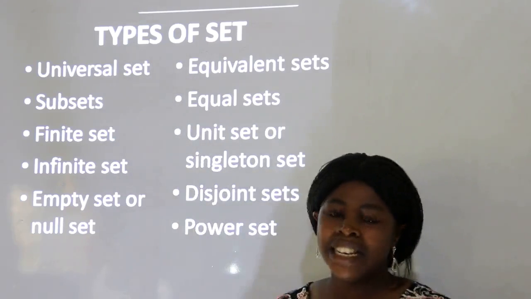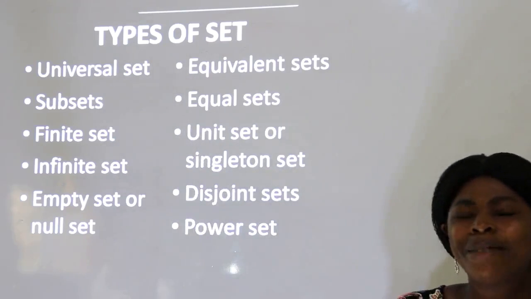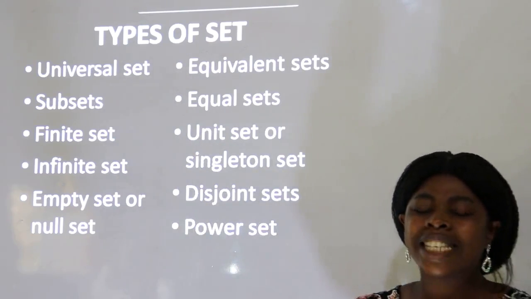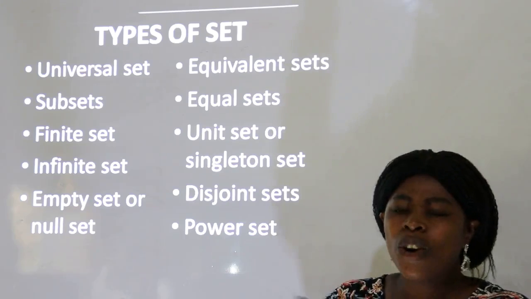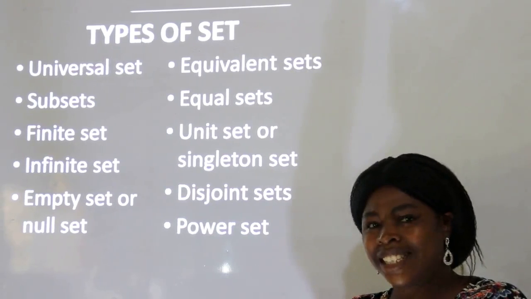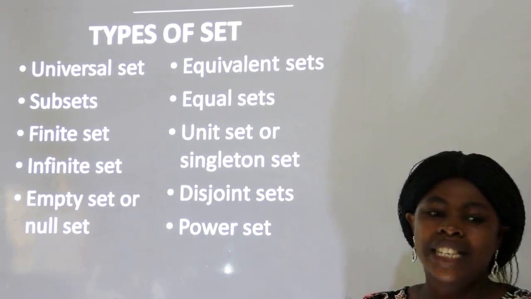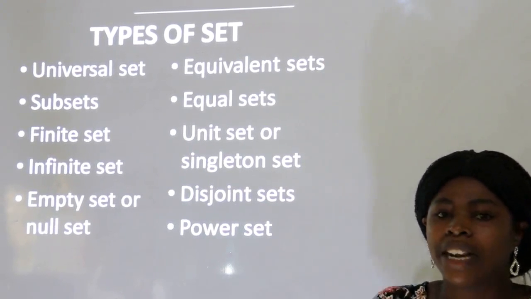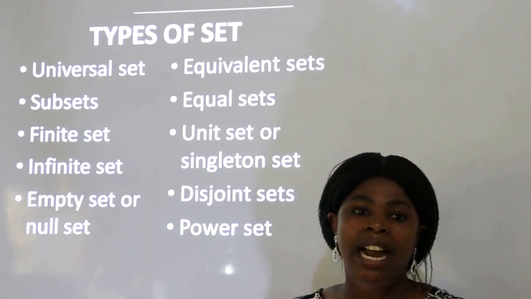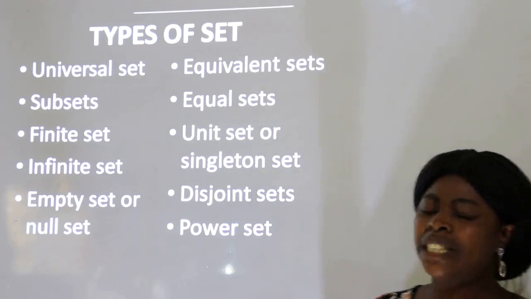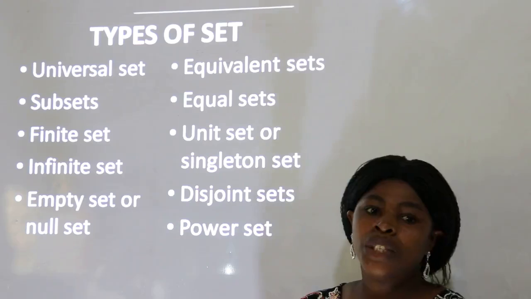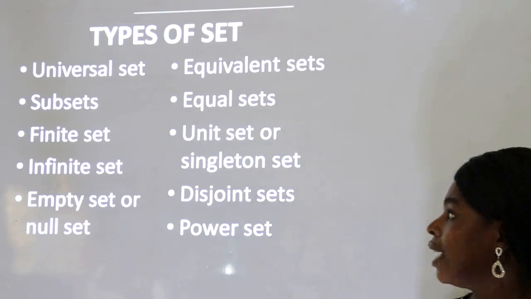The universal set. The universal set is normally the set under consideration. That is, all other subsets or all other sets that you will discuss under that set, the elements should be in the universal set. So we say that the universal set is the set under consideration. So everything that you will discuss in that question or problem should be from the universal set.